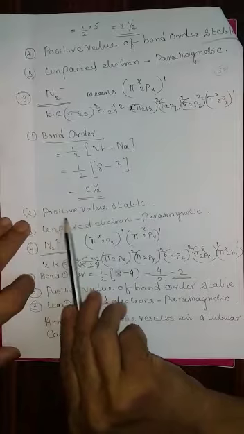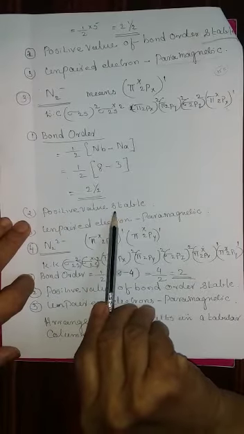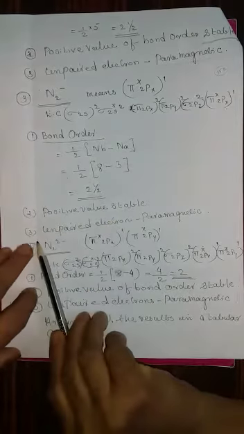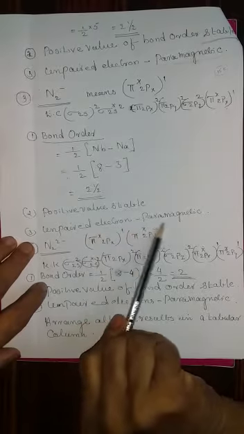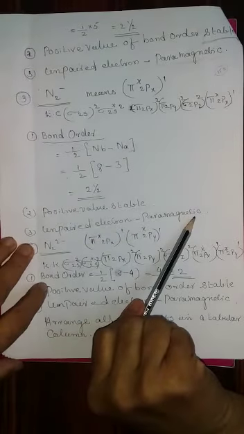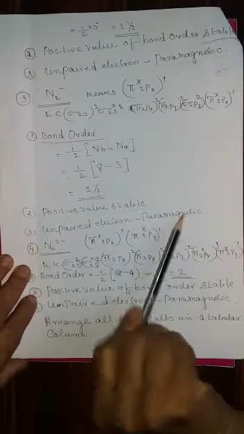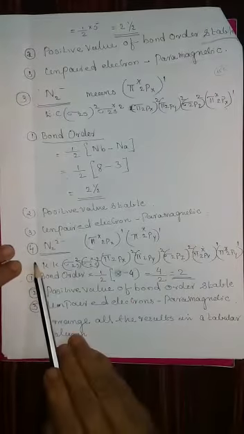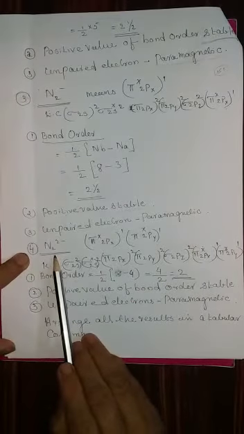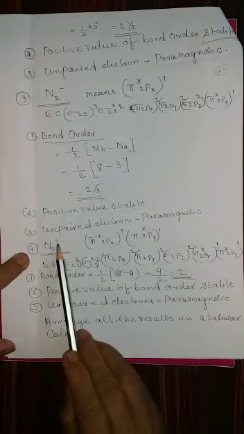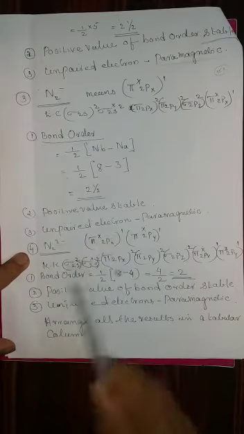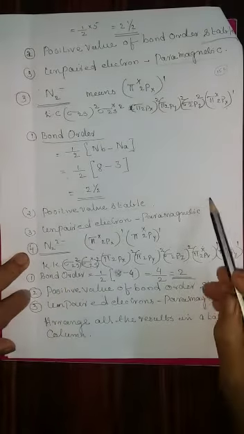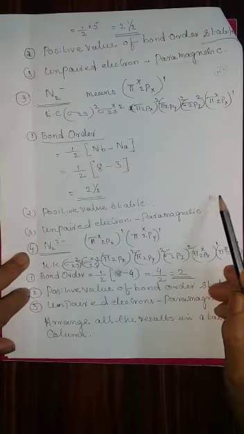Now, second point, positive value clearly shows that the molecule is stable. 3. The unpaired electron shown in the electronic configuration shows that the molecule is paramagnetic. Now, the last one, the fourth one, N2 2 minus. That means 2 electrons are added. That means the total number of electrons now is 16.